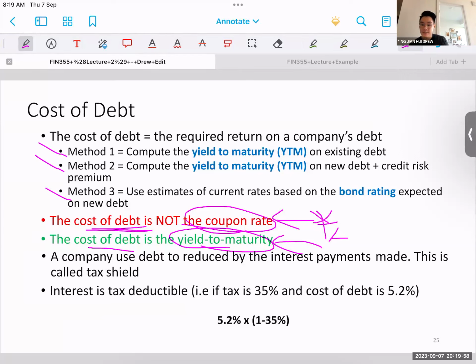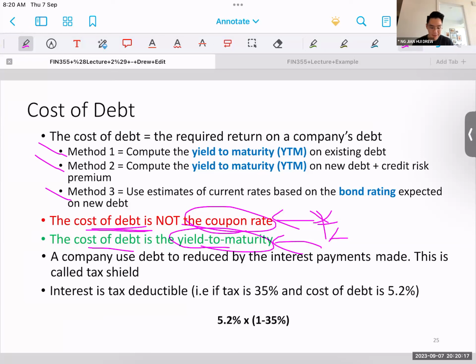Yes, correct. So I see most people understand the difference here, which is good. That means you recall what you have learned in your fixed income modules. So what's important for cost of debt, we are interested in the yield to maturity. So you always want to calculate yield to maturity.